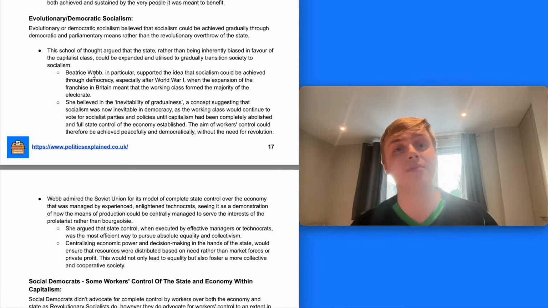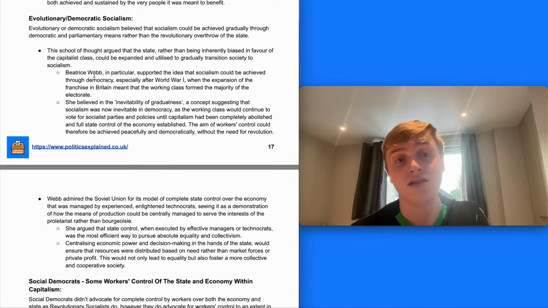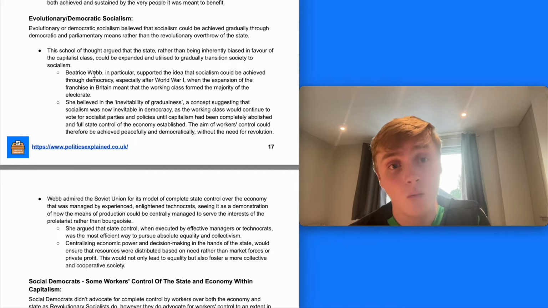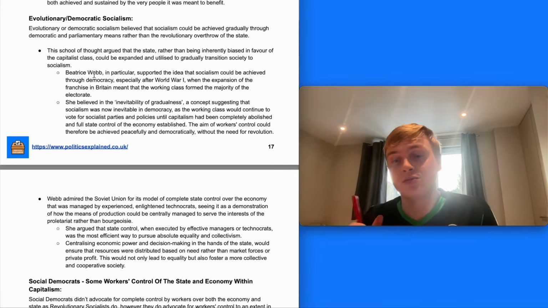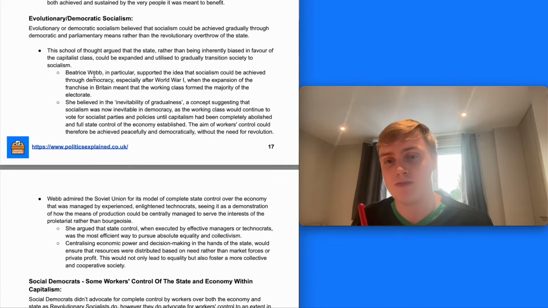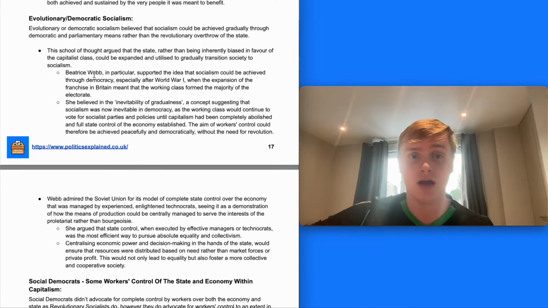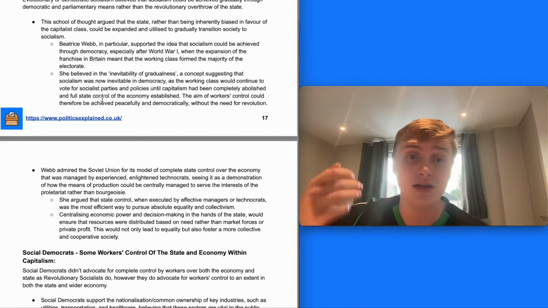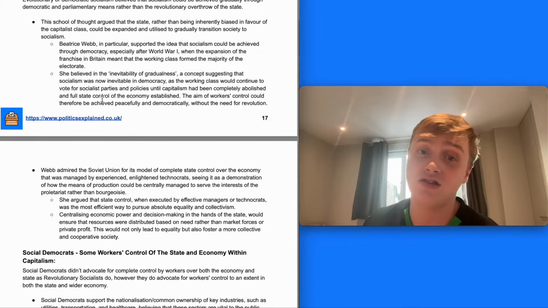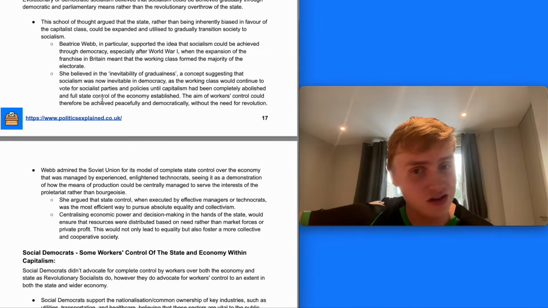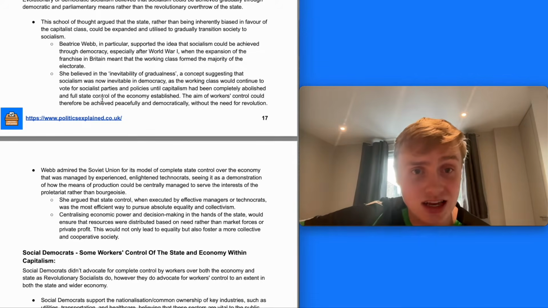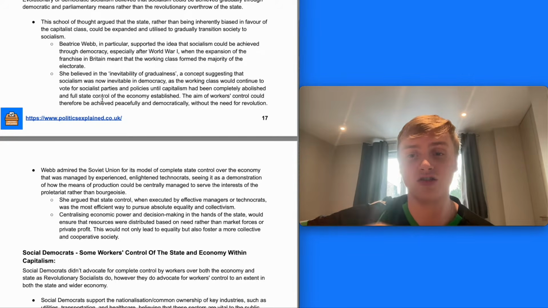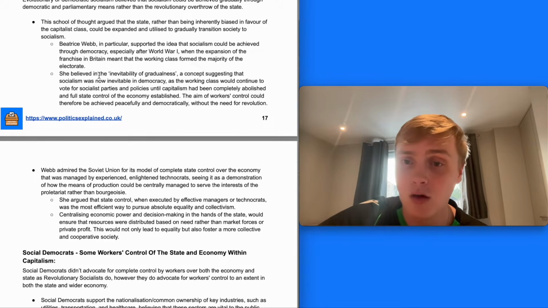And Beatrice Webb especially supported this in the wake of World War One, where there was now a majority of working class men in the electorate. So she believed that in this context, it was inevitable that they would eventually advocate for full socialism. And she called this the inevitability of gradualness. So she thought it was inevitable because the working class would naturally support socialist parties because it was directly in their interests, and they'd continue electing them until complete socialism had been achieved and there was complete workers' control of the state.